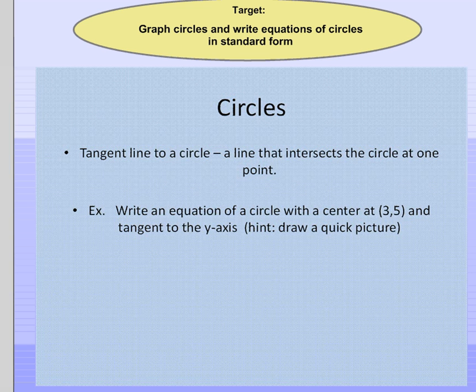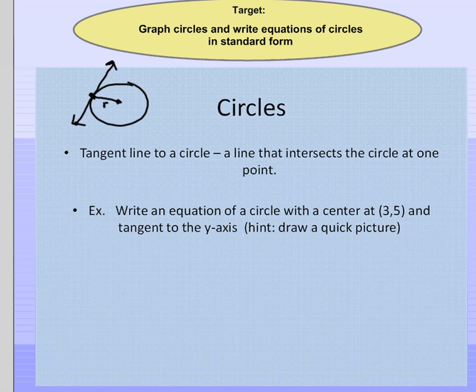When dealing with circles, we're going to look at tangent lines to circles and ways they help us write the equations of certain circles. A tangent line is a line that intersects a circle at one point. So if I were to draw a circle, a tangent line just squeezes by that circle and only intersects it at one point. If you were to measure the distance from the center to that one point, that would be a radius.